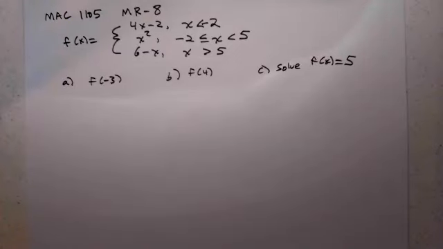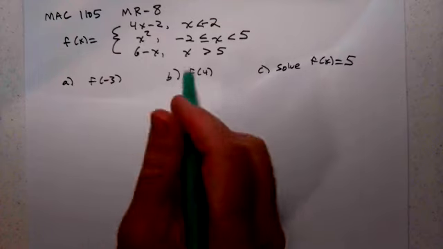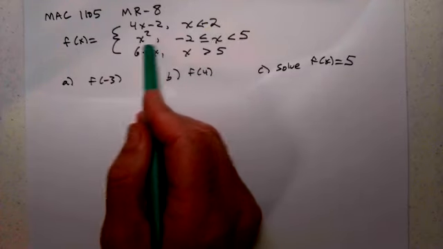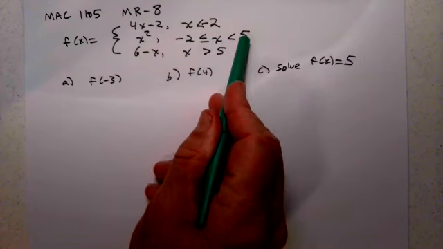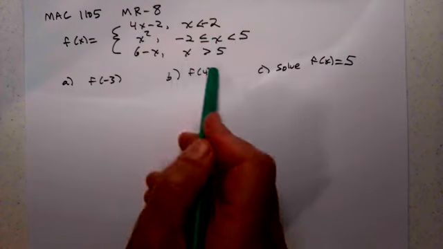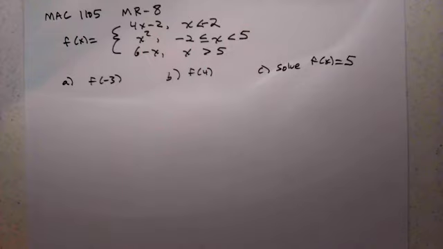This question is a piecewise function. F of x is 4x minus 2 if x is less than -2. It's x squared if x is greater than or equal to -2 but less than 5. And it's 6 minus x if x is greater than 5.